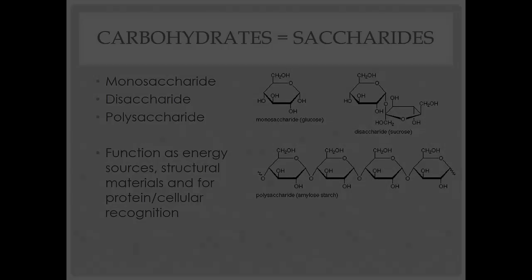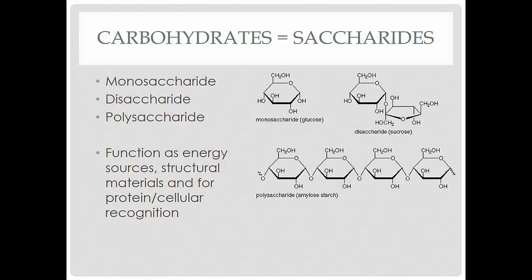Carbohydrates are often referred to as saccharides. These, just like we see with protein and nucleic acids, are also biological polymers. The single carbohydrate unit is referred to as a monosaccharide, where two monosaccharides covalently linked together through a glycosidic bond is called a disaccharide, such as we see in sucrose. And where we have a chain of 3 or more monosaccharides, we call that a polysaccharide, as seen with starch.